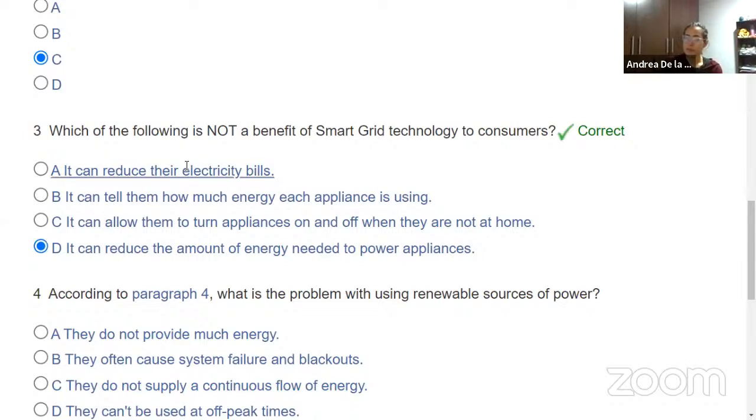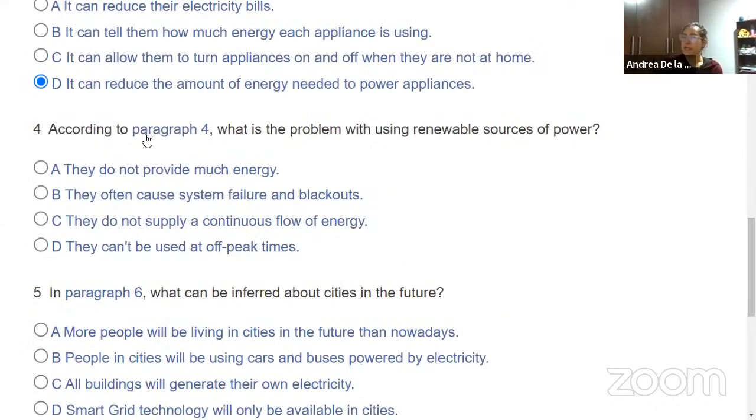Well done. Now, question 4 says, according to paragraph 4, what is the problem with using renewable sources of power? So take a look at paragraph 4. What do you guys think?